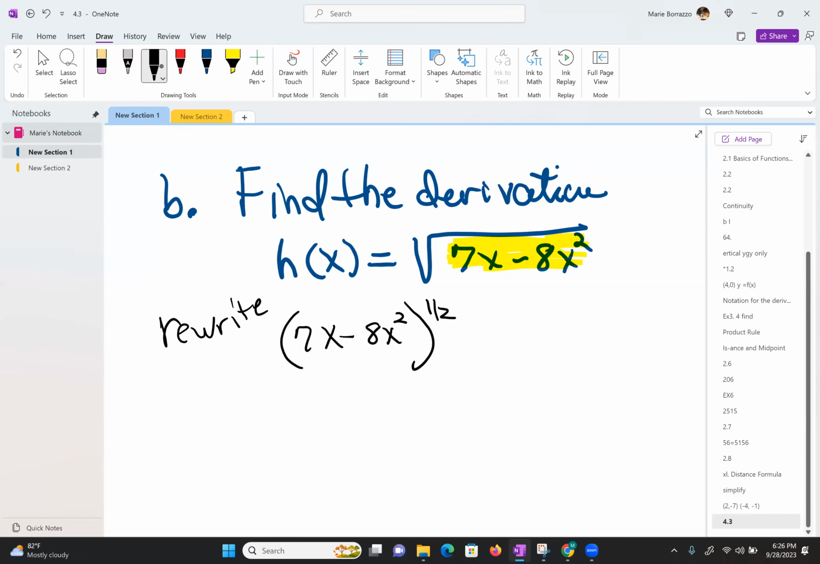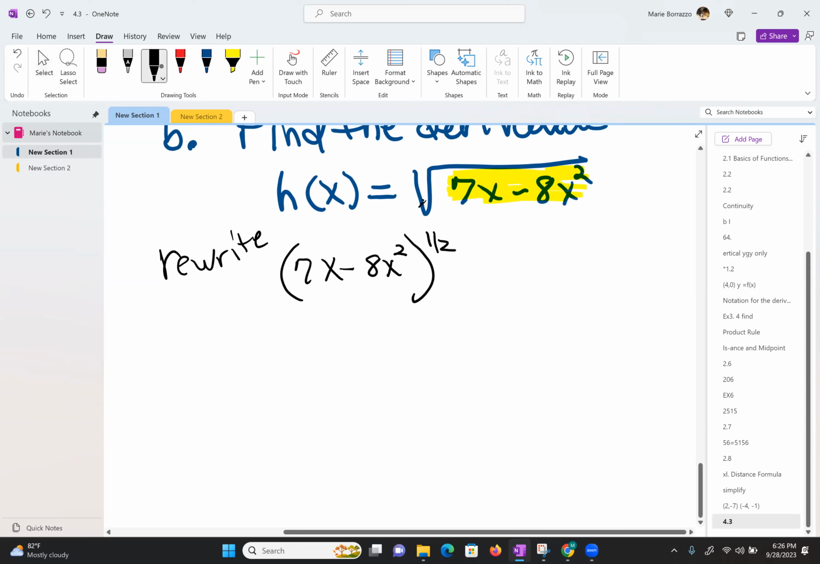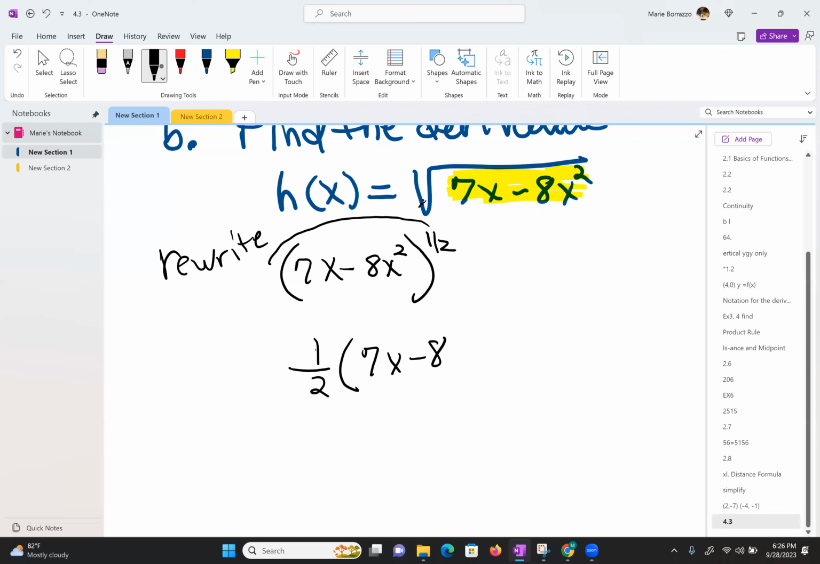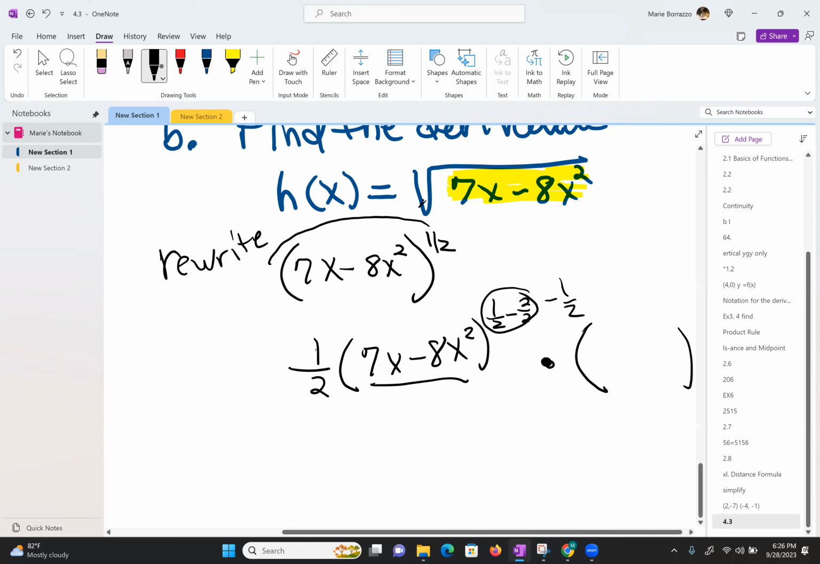So I just have done that. I took care of the square root. And now we're going to do the whole process of the power rule as part of the chain rule. So we'll multiply by 1/2. So this is basically 1/2, parentheses 7x minus 8x squared, and this is 1/2 minus 1, which is really minus 2 over 2. So this is really negative 1/2, right? Times the derivative of this part of the function. So you should have 7 minus 16x. So far, so good?